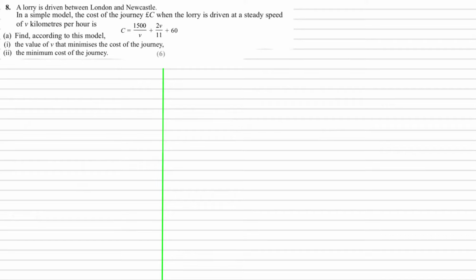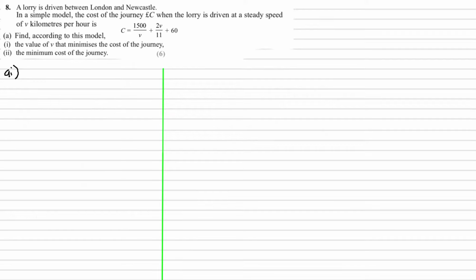Hi. So for question 8, we're told a lorry is driven between London and Newcastle. In a simple model, the cost of the journey C in pounds when the lorry is driven at a steady speed of v kilometers per hour is given by the following equation. And for part A, we've been asked to find, according to this model, the value of v that minimizes the cost of the journey. Okay, so how are we going to approach this question?